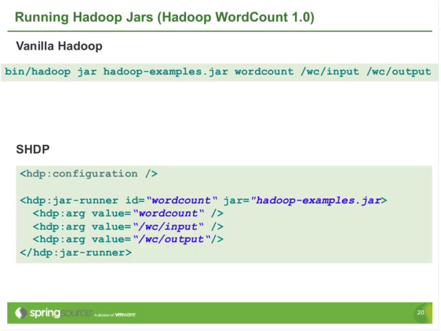Once you have these classes arranged, you typically put them into a jar, and then you ship them out. So this is the first example where you can see a Spring Hadoop feature. Typically with vanilla Hadoop, once you have the jar, in this case the Hadoop examples, because I've used the word count example, you would just run the jar from the command line with hadoop jar, specify the jar, the word count input and output, and then run it.